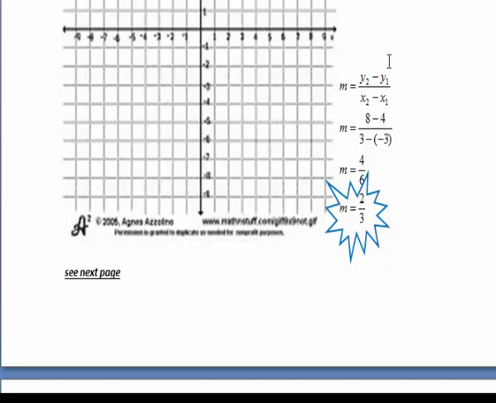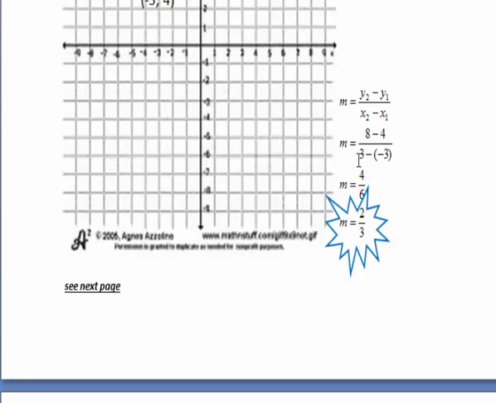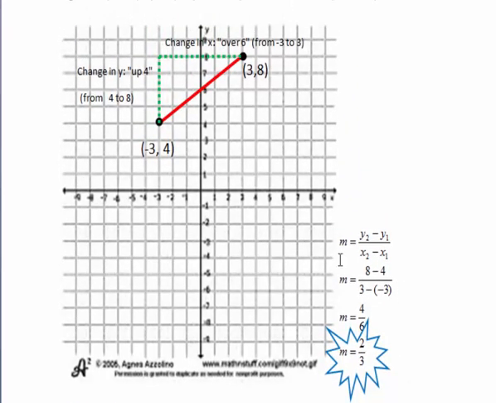The change in y is 8 minus 4. The change in x is 3 minus negative 3. Or the distance from 4 to 8 is 4 units. The distance from 3 to negative 3 is 6 units. So the slope is the change in the y amount, which is how much you went up, divided by the change in the x amount, which is how much you went across. So slope for this line is 4 over 6, which can be simplified or reduced to 2/3.